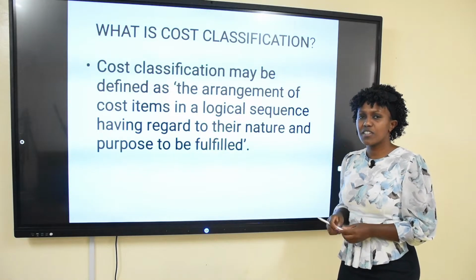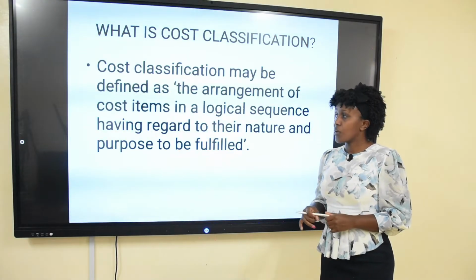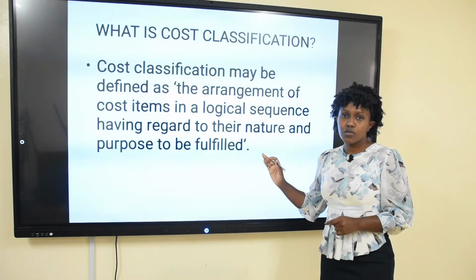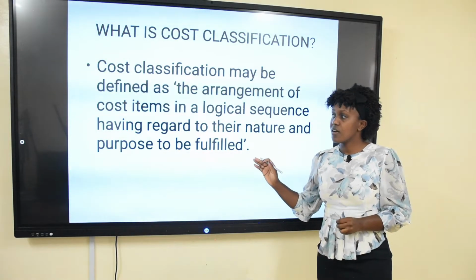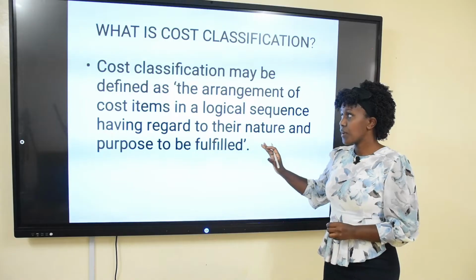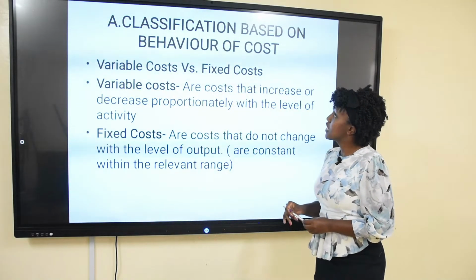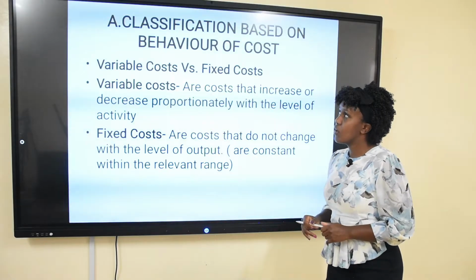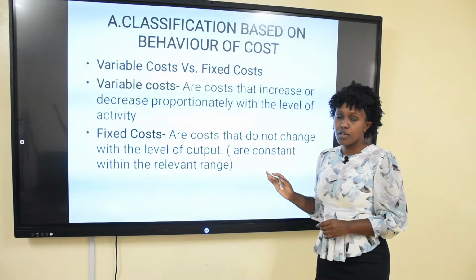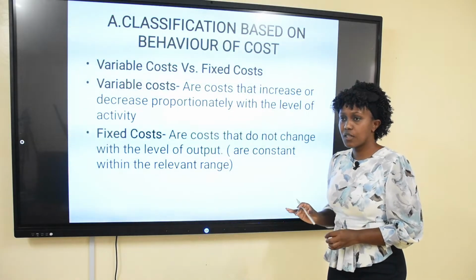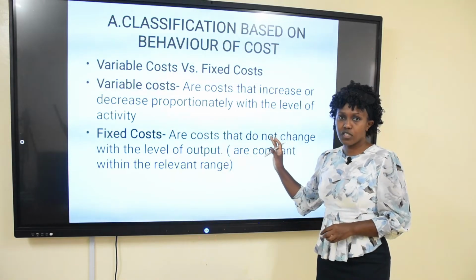So simply we are trying to do what we call grouping of similar items. In terms of cost, we want to group them according to their common characteristics, behavior, their purpose, and so on. So we can start with a classification of costs based on behavior. Based on the behavior of costs, we can have variable costs versus fixed costs.